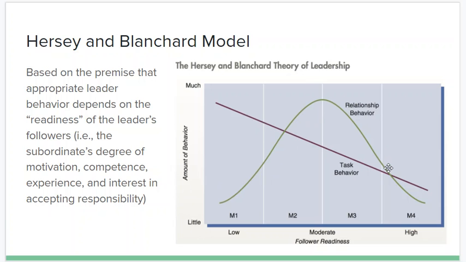But the leader's task behavior, shown by the straight line, should start high when the followers lack readiness and then continuously go down as they gain readiness. So really what you're trying to do is increase your interaction and decrease their dependence as their readiness grows.